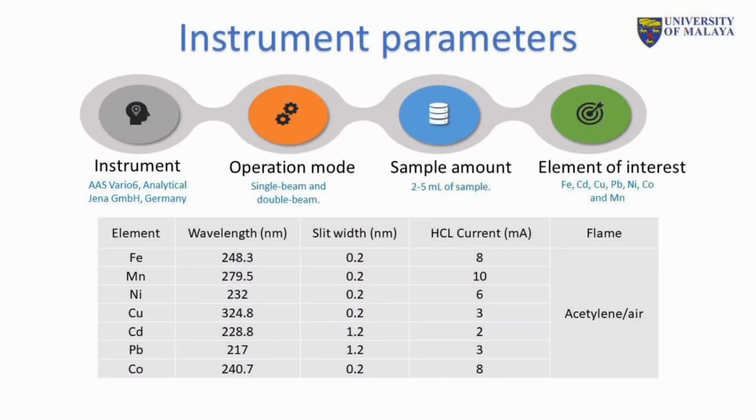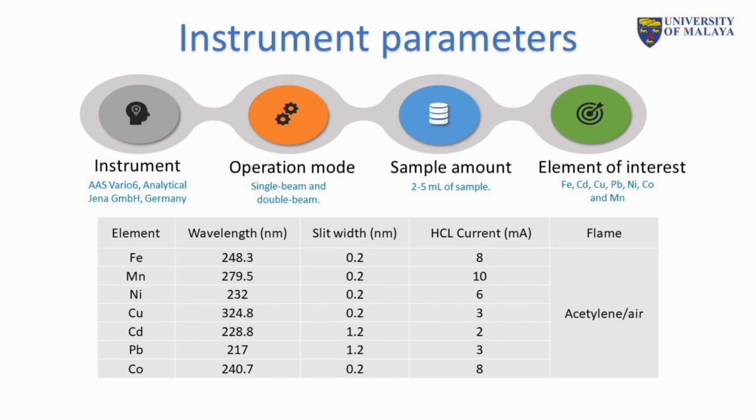Now I'm going to talk about the instrumental parameters. This particular study involves the quantification of iron, manganese, nickel, copper, cadmium, lead and cobalt. The AAS used, as stated in the slide, is the Vario 6 from Analytik Jena, Germany. This instrument is compact and fully automated for single element as well as multi-element analysis, which makes it suitable for trace heavy metal analysis. It also operates in two modes, single beam and double beam.